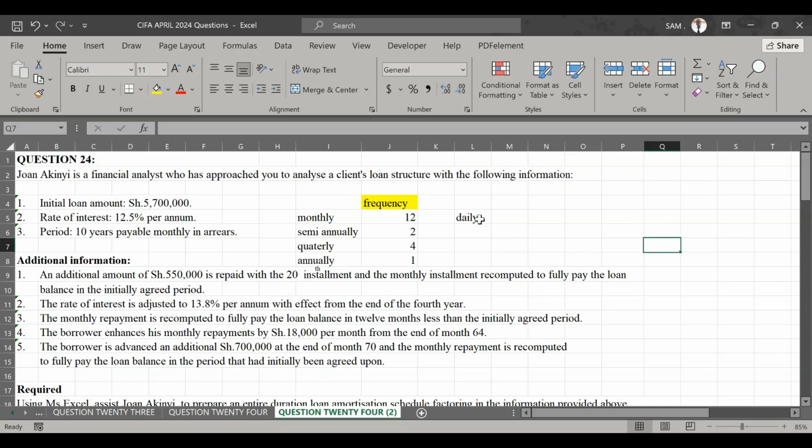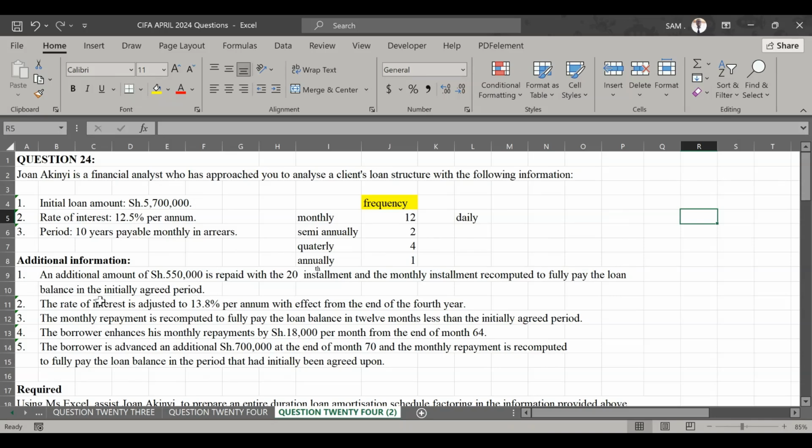Though this case is usually a bit rare, because that would mean your amortization schedule will be too long. So after understanding this, it is good to understand the concepts, understand the language. After you've understood the language, your life will be easy. Now let's move and continue reading. Additional information number one: an additional amount of 550,000 is repaid with the 20th installment and the monthly installment recomputed to fully pay the loan balance in the initially agreed period.